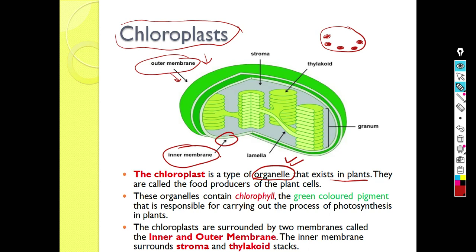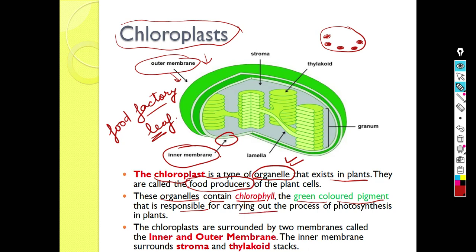Okay. Now they are called food producers of the plant cells. So food factory. What was food factory? We have studied earlier. Food factory was the leaf of a plant. And what are the food producers? Food producers are the chloroplasts of the plant. Okay. Now see, these organelles are containing chlorophyll, which is a green colored pigment. Okay. Now how is this chlorophyll responsible? It is responsible for carrying out the process of photosynthesis in the plants.